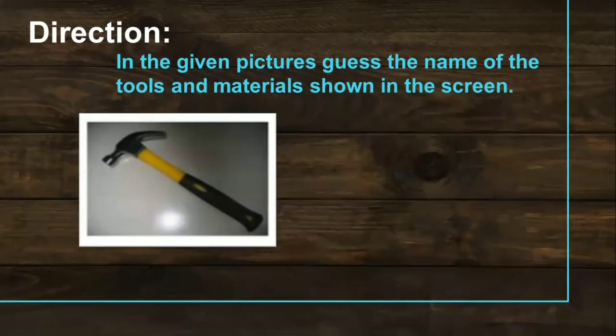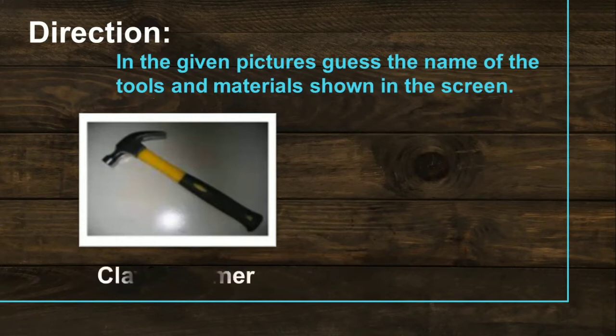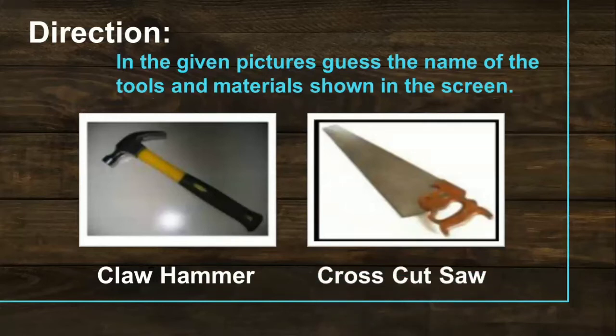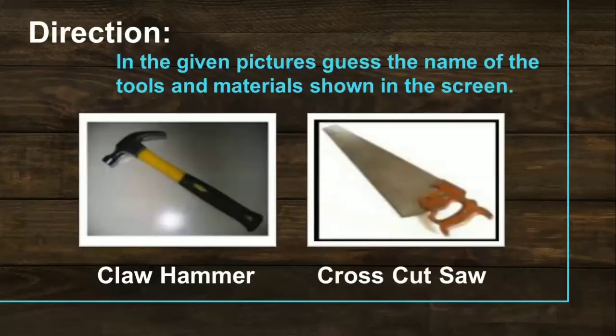Yes, correct. Hammer, or in our vernacular word, it is called a what? What is it in our vernacular word? It is a martillo, correct. This one is called a claw hammer. Let's proceed to picture number 2. Who could guess? That's a saw, ma'am. Okay, correct. But the real name of this tool is a cross-cut saw. Lagari, ma'am. Yes, lagari in our vernacular word.